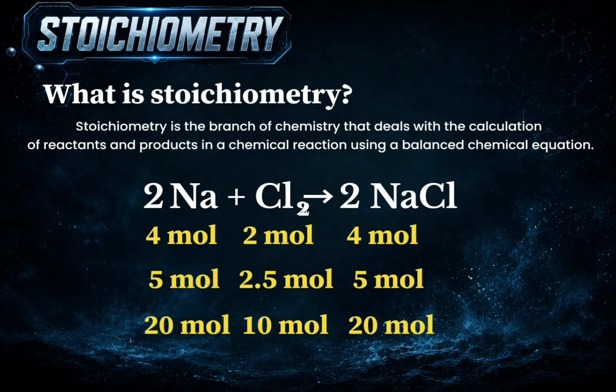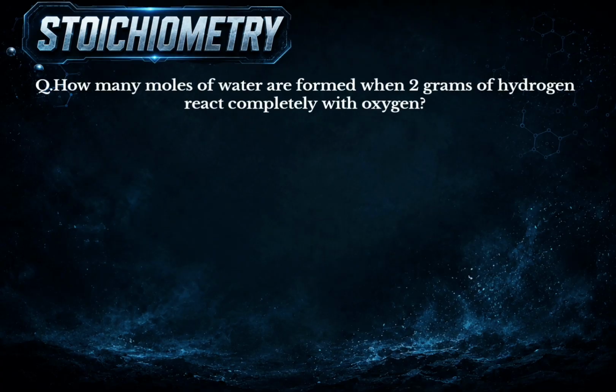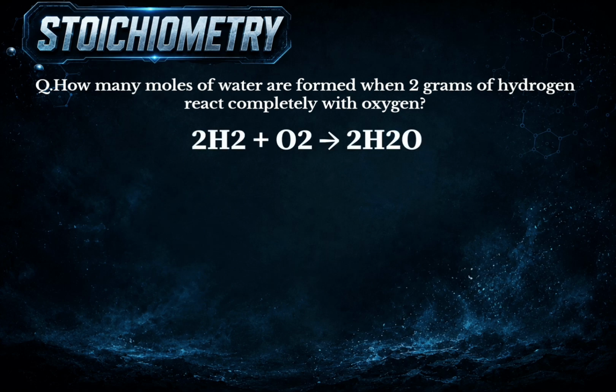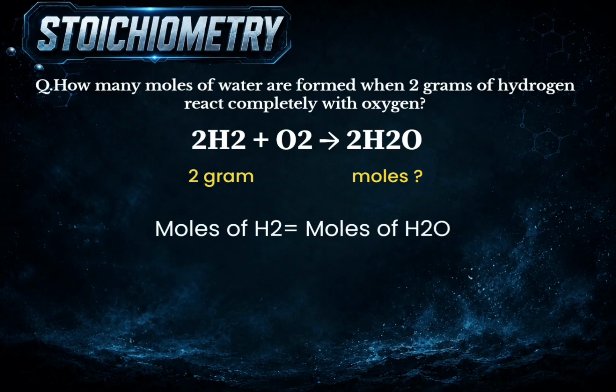Let's see how questions come from stoichiometry. How many moles of water are formed when 2 grams of hydrogen react completely with oxygen? The question asks for the moles of water. First, write the balanced equation. We are given 2 grams of hydrogen, and we need to find the moles of water. Since the ratio of hydrogen to water is 2:2, the moles of hydrogen and water will be equal.